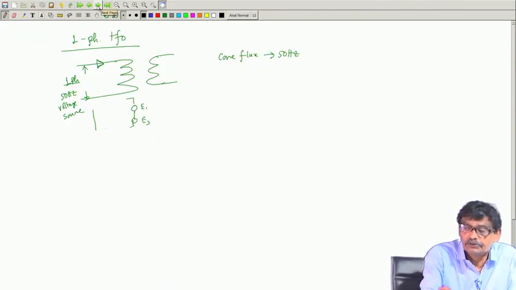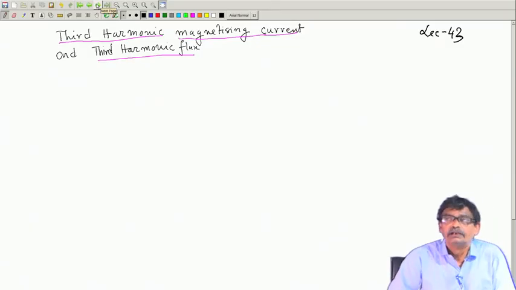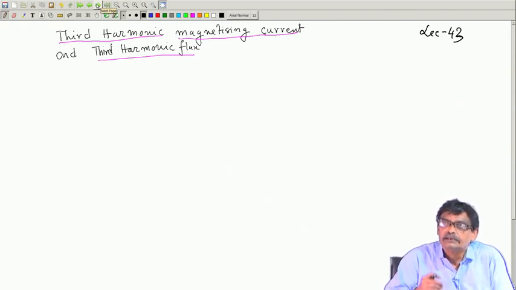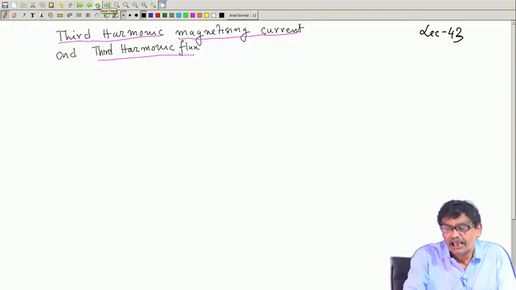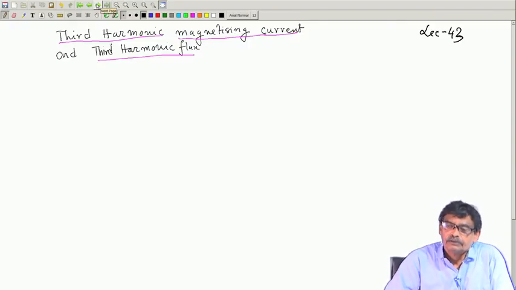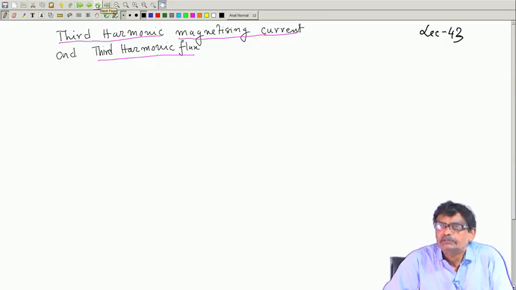Now, although I have not drawn any voltage or current waveform showing the fundamental flux and the third harmonic flux and the associated induced voltages, today I will draw those waveforms, so that we will understand what happens if the flux is distorted.